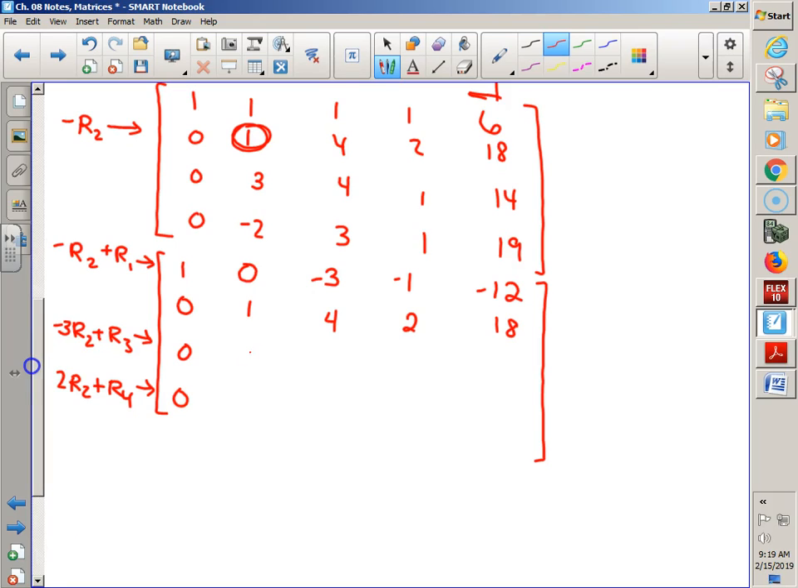-3 plus 3 is going to be 0. -12 plus 4 is -8. -6 plus 1 is -5. -18 plus 14 is -4. Last but not least, 2 times 1, 2 minus 2 is 0. 2 times 4 is 8, plus 3 is 11. 4 plus 1 is 5. And 36 plus 19 is 55. How we looking?